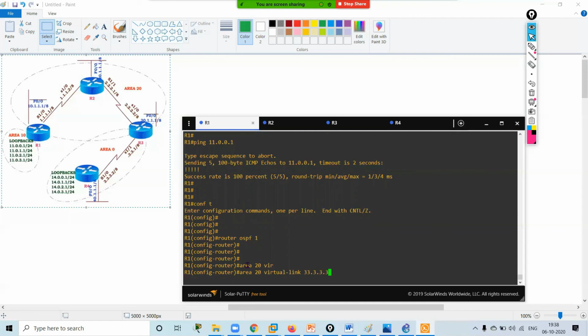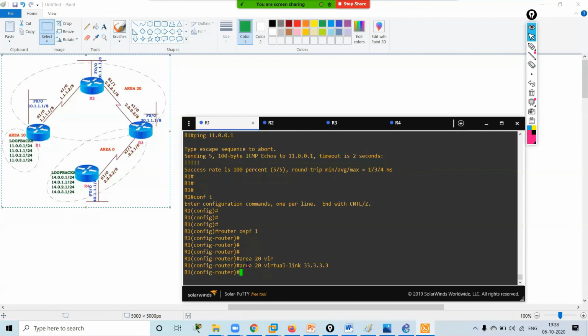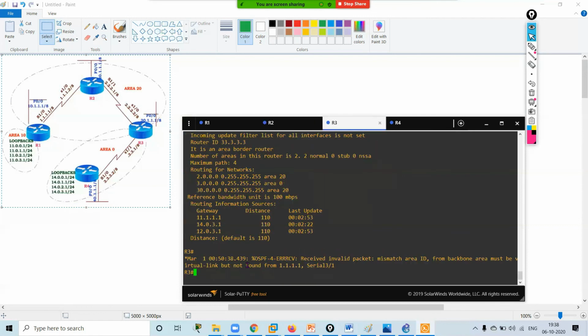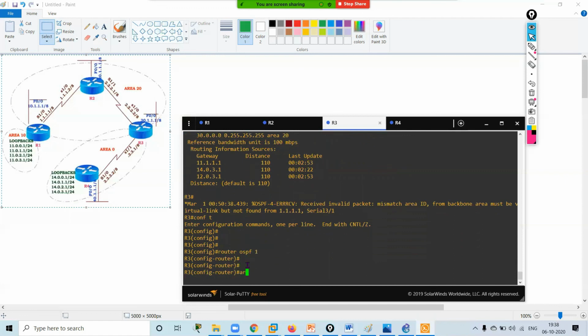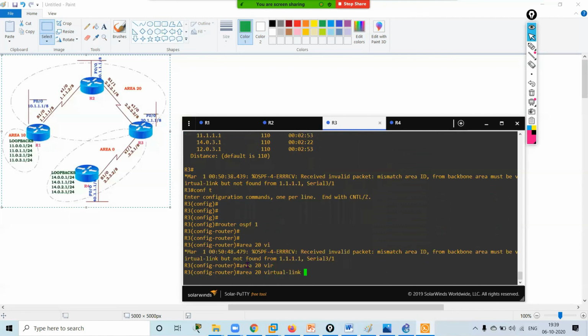Okay, this is the only command that you need to give on R1 and on both of the area border routers. The virtual area is area 20 and the virtual link is between 1.11.1.1.